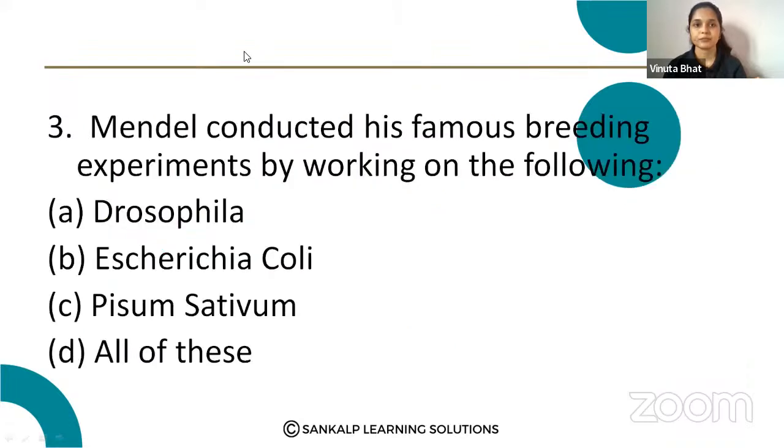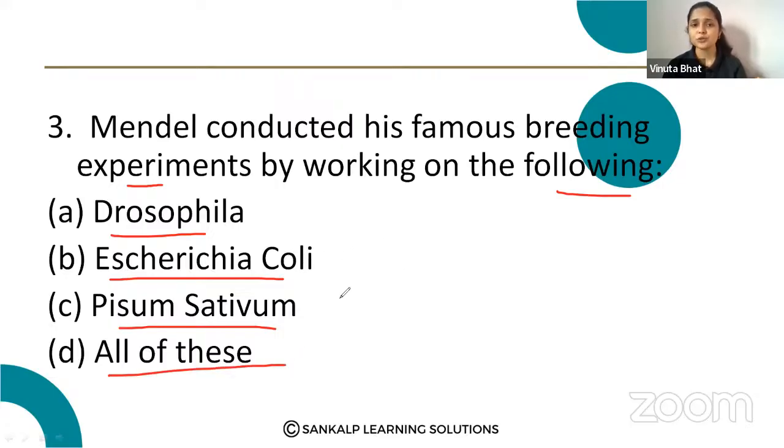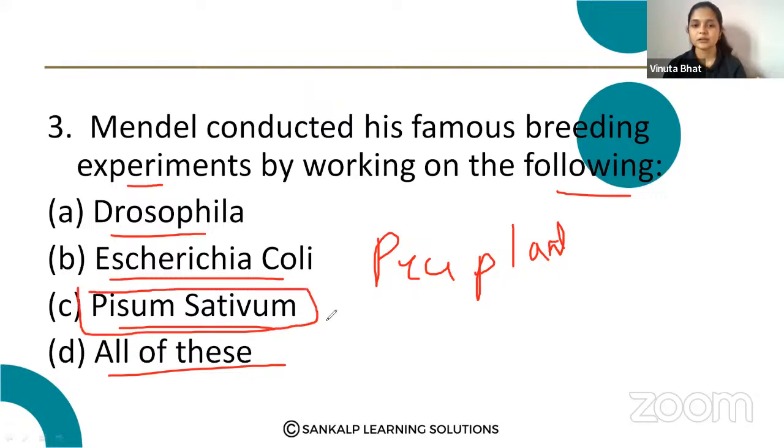Next question. Mendel conducted his famous breeding experiments by working on which of the following? Drosophila, Escherichia coli, Pisum sativum, all of these. Here he chose the pea plant, you know that, right? What is the scientific name of the pea plant? That is Pisum sativum. So the scientific name given, Pisum sativum, is nothing but the pea plant.